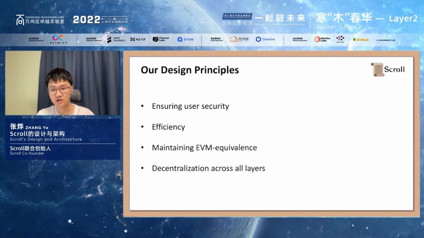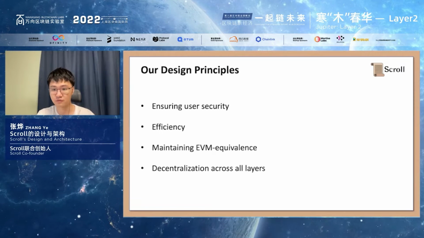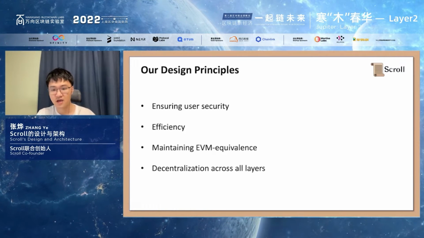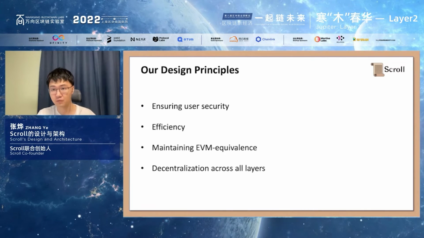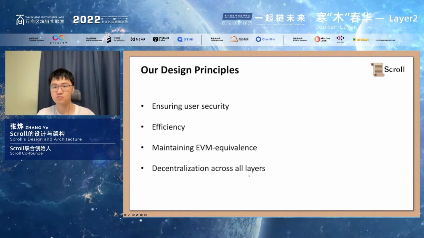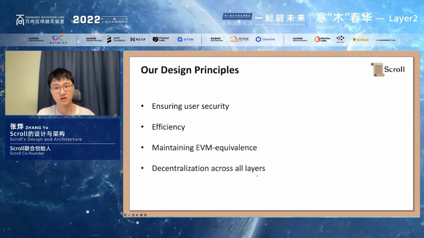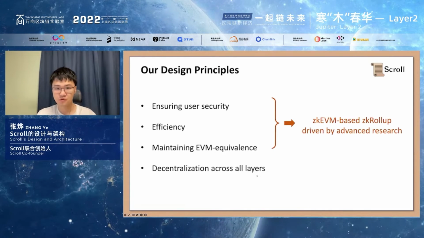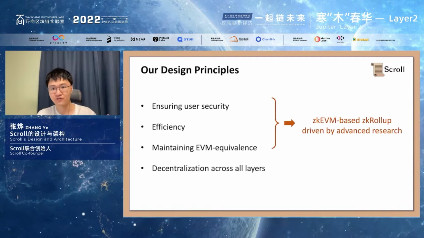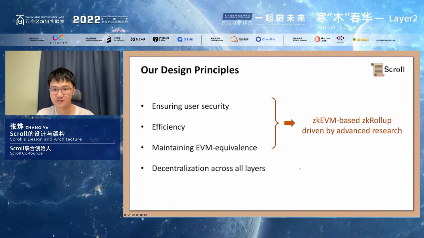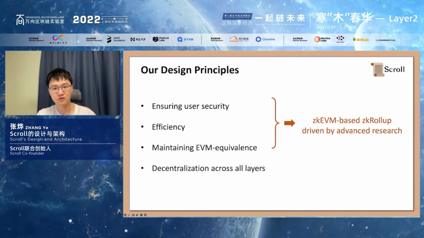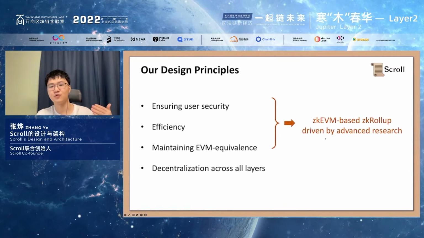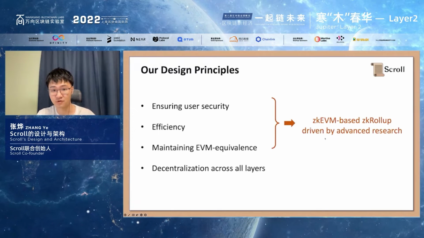We consider decentralization across many aspects of Scroll, including the node operators, the provers, and the community of developers and users. So that's what we mean by decentralization across all layers. And those principles actually drive us to our final technical design solution. Security, efficiency, and EVM equivalency lead to a ZKVM-based ZK rollup solution.